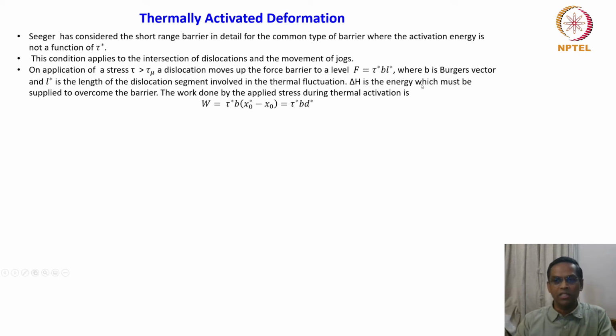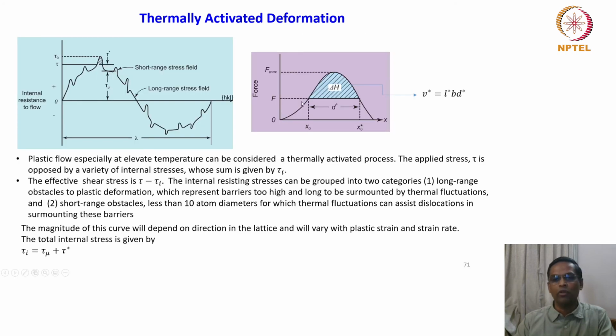So delta H is the energy which must be supplied to overcome the barrier. The work done by the applied stress during the thermal activation is W is equal to tau star B into X naught star minus X naught, which is equal to tau star B times D star. So what is X star minus X naught? If you look at this force versus distance plot, X naught is here, X naught star is here. So this is the distance we are talking about, which is nothing but D. So this is the work done.